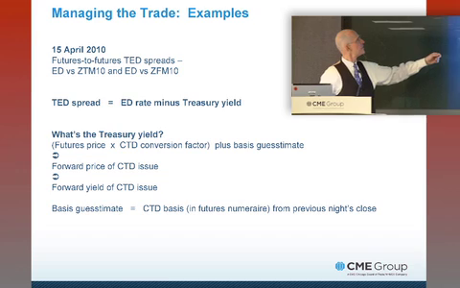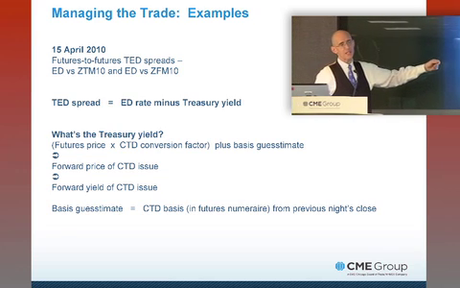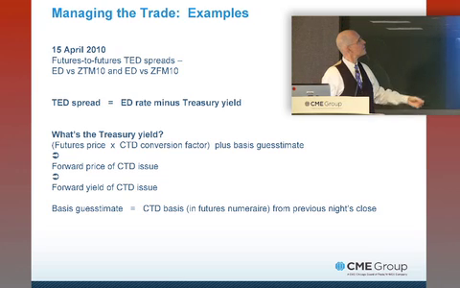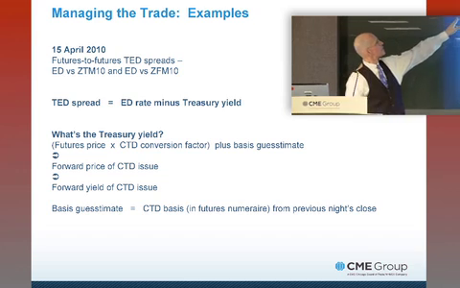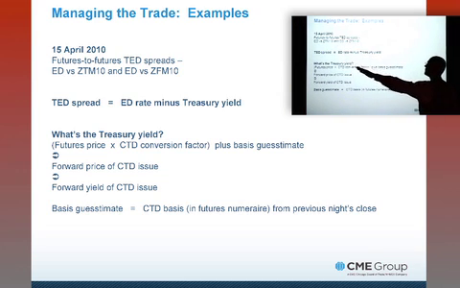Here again, let's go back to 15th of April. You paid taxes on the 15th of April, but this is a nice reminder. You can still make money on the 15th of April. What I'm going to do is look at a couple of examples. June 10 2-year contract and the June 10 5-year contract. So just remember, I'm going to insult your intelligence by belaboring the obvious. What is the TED spread? Nothing but the ED rate minus the Treasury yield.